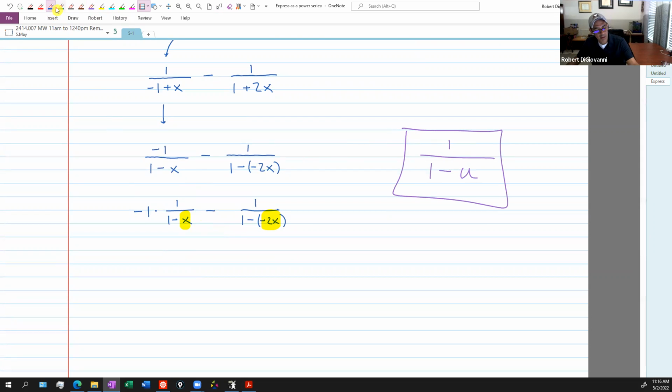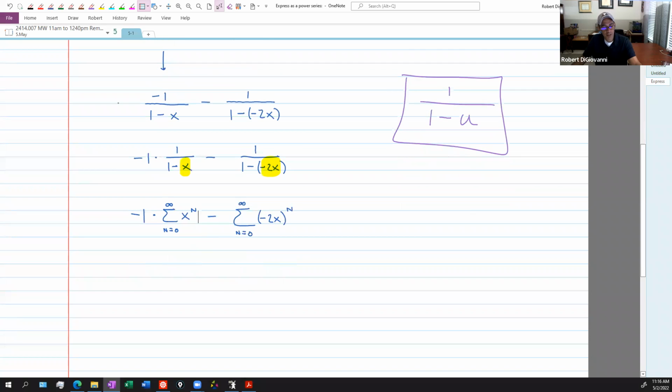So now we can go negative 1 times sum n equals 0 to infinity of, this is just x, and then minus sum n equals 0 to infinity, and this one will become negative 2x to the n. Questions here? Oh, I forgot the n on this one. Sorry, forgot the n there. Now we have two series, right? I want to try and put it into one series.